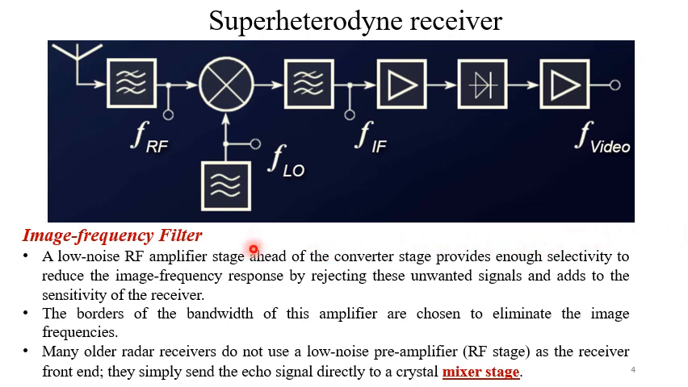Image frequency filter. A low noise RF amplifier stage ahead of the converter stage provides enough selectivity to reduce the image frequency response by rejecting these unwanted signals, and adds to the sensitivity of the receiver. The borders of the bandwidth of this amplifier are chosen to eliminate the image frequencies. Many older radar receivers do not use this low noise preamplifier or RF stage as the receiver front end. They simply send the echo signal directly to the crystal mixer stage.